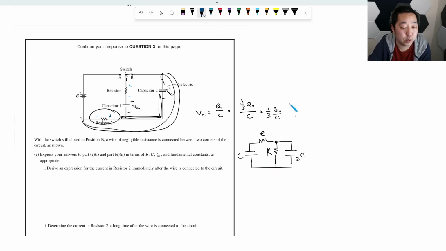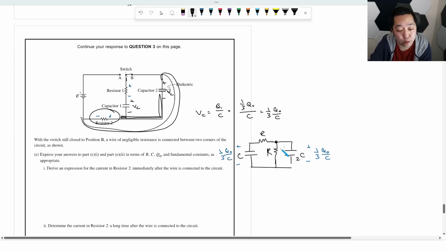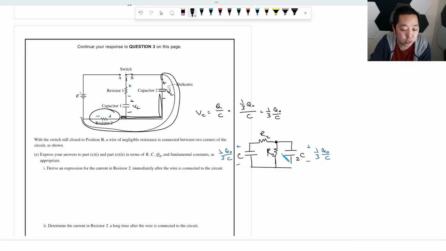And now you're looking at what the voltage is. We know this voltage is 1/3 Q0 over C, and this voltage drop here is 1/3 Q0 over C. So this is immediately after we've closed it. Right after we close it, what does resistor 2 see? It sees this voltage drop right here, 1/3 Q0 over C. So the current through 2 is going to be the voltage over R2, which is just 1/3 Q0 over C, divided by R.